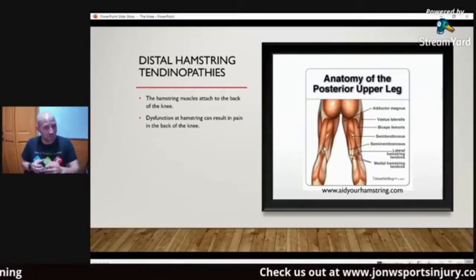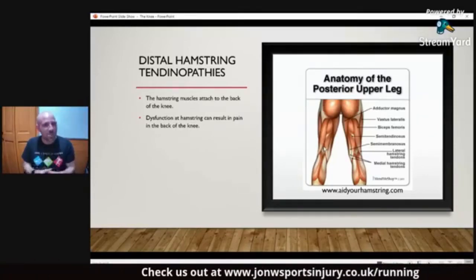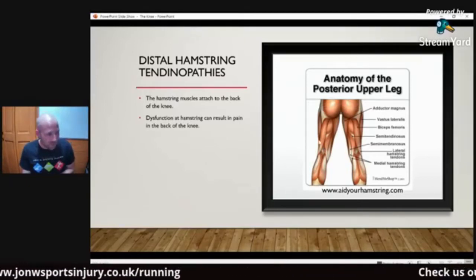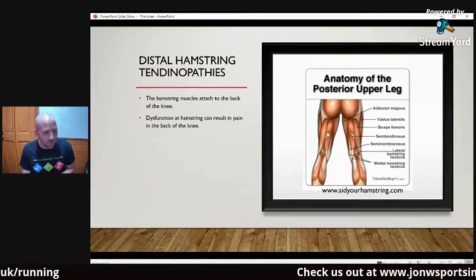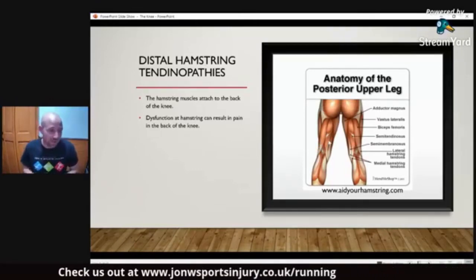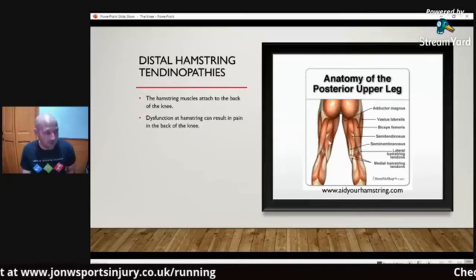It doesn't have that stretch to it. It's fixed. So that's where we get our damage. And this is what happens where we can have a problem, for example, in the belly of the hamstring muscle that creates this excessive force, but we get the pain in the back of the knee, what we call a distal hamstring. Distal just means lower, so a lower hamstring problem.